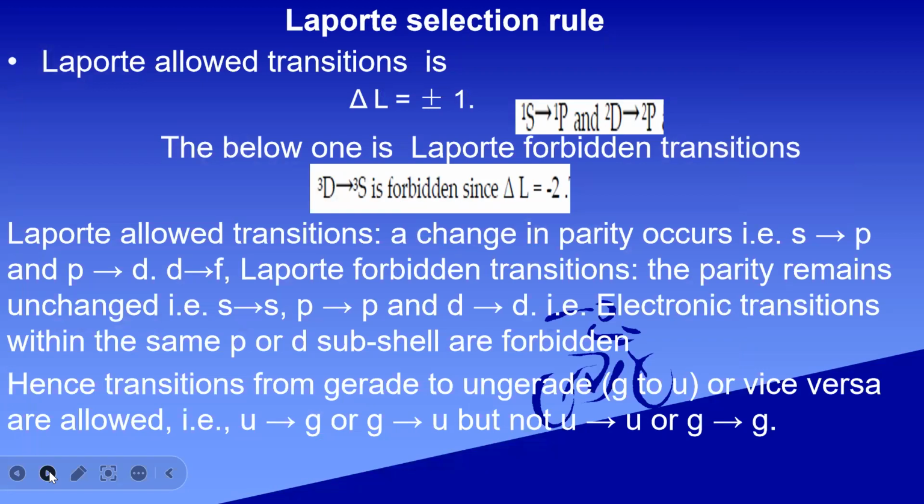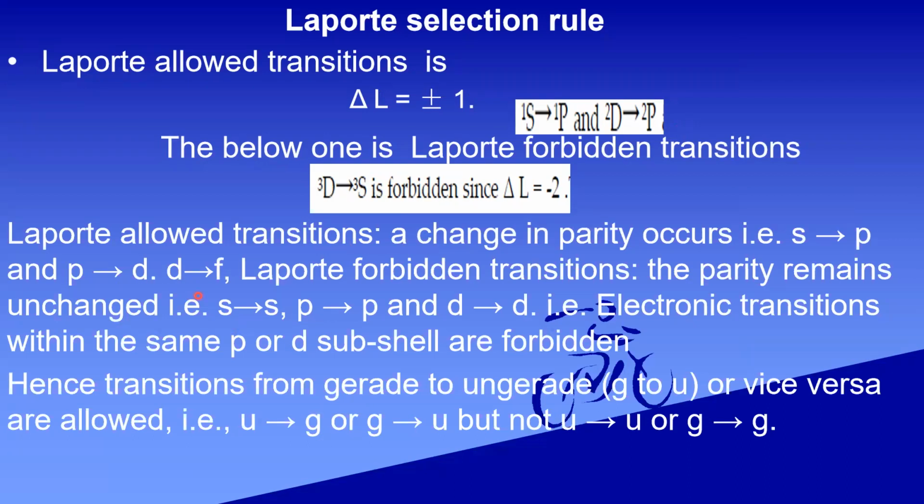Now, let us see about the Laporte allowed transition. Del L is equal to plus or minus 1. In this case, singlet S to singlet P and doublet D to doublet P are allowed. The Laporte forbidden transition, triplet D to triplet S, has del L equal to minus 2, which is forbidden.